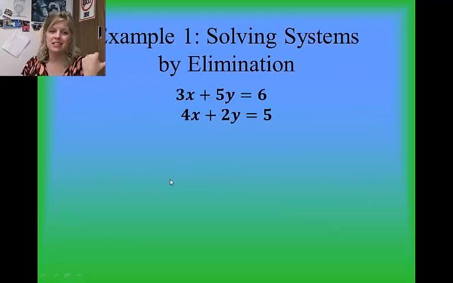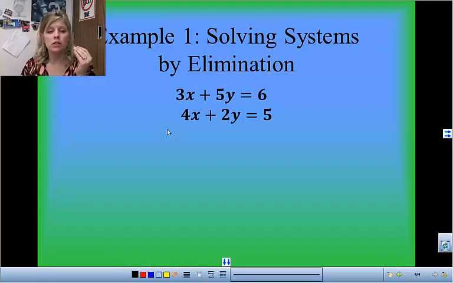Here's your first example. Look, does 3 or 4 have the same number in front? Or not 3 or 4. Does x's have the same number in front? No. Does y have the same number in front? No. So I couldn't add them right now and eliminate. So what you have to do is multiply. Hopefully this is coming back to you for a little bit.